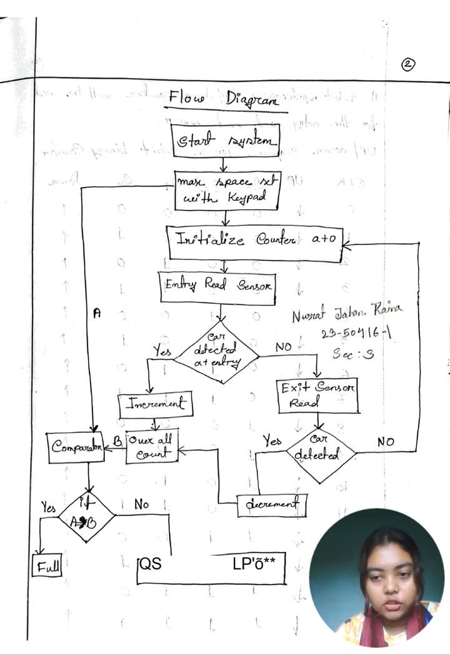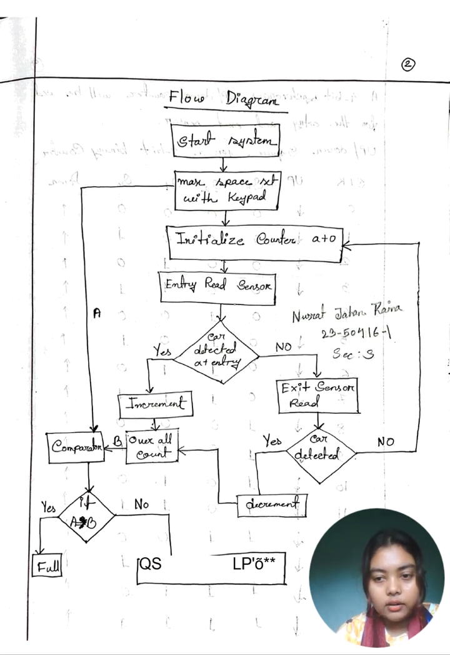The system then initializes the counter to 0. This corresponds to clearing the up-down counter. The flow enters a loop constantly monitoring the sensors. If an entry road sensor detects a car, the counter is incremented.